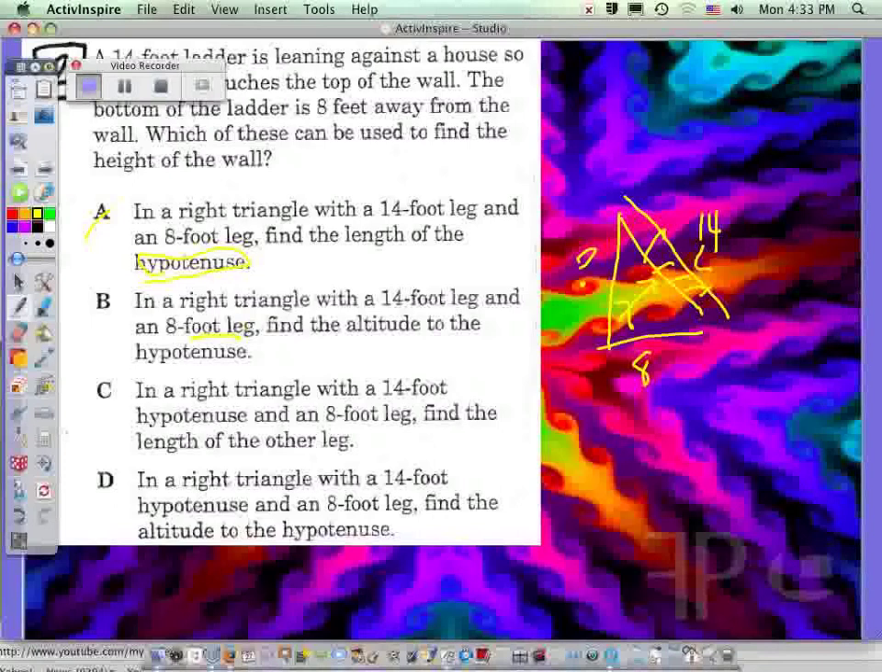We still talking about finding the hypotenuse. No, altitude is just the height. In right angle with a 14-foot hypotenuse, okay, we're close. 8-foot leg, find the length of the other leg. Yay, ding, ding, ding! But we want to check D just to make sure. They're not trying to get us. In a right triangle with a 14-foot hypotenuse, 8-foot leg, find out. Problem, there's not 2 hypotenuses. Wrong. Next.